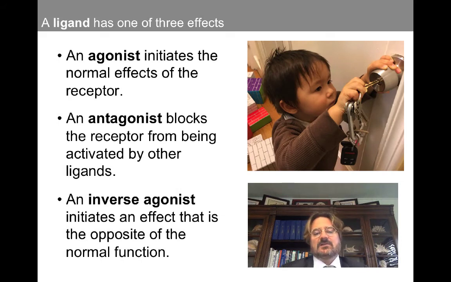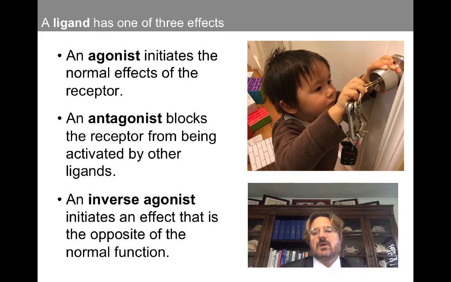Agonists, antagonists, and inverse agonists. As a metaphor, let's assume that a key is intended to lock a door. So we can say that that key that's being inserted into that lock is an agonist. Now, an antagonist blocks a receptor.